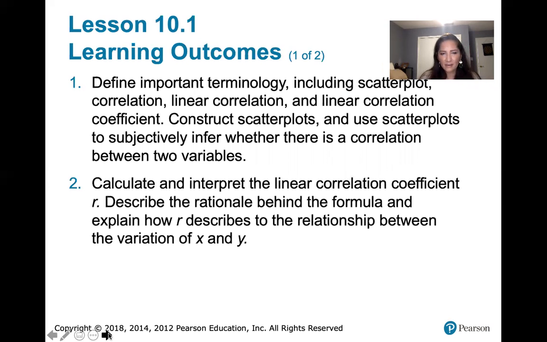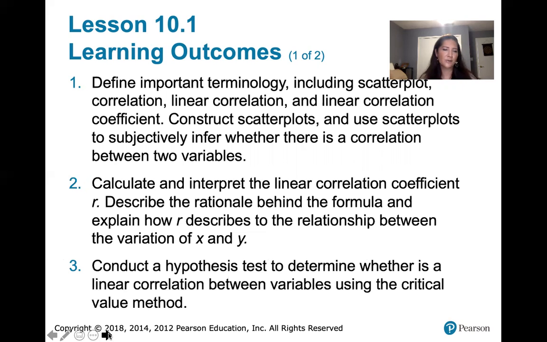Then our second learning outcome is for you to be able to calculate and interpret the linear correlation coefficient R. I'd like you to be able to describe the rationale behind the formula or the formulas and explain how R describes the relationship between the variation of X and the variation of Y.